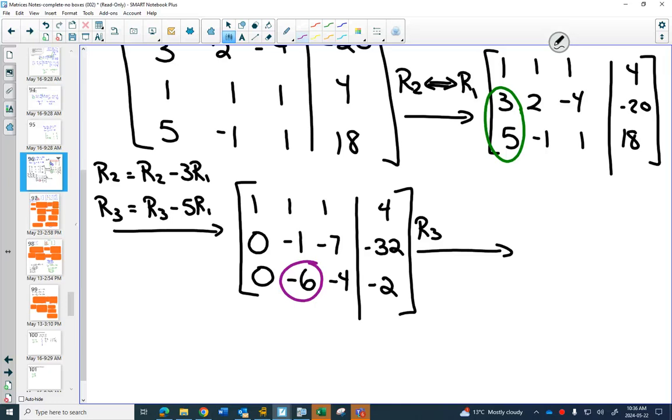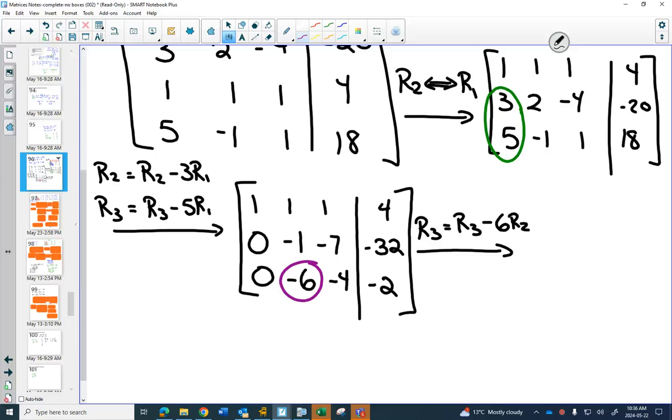Okay? So I want to change row 3. Is there a way that I could take row 3 and use it with row 2 to get that to be a 0? And you see that if you did row 3, which is minus 6 already, and subtract 6 row 2s, because if I multiply row 2 by a negative 6, I'll get positive 6, then I would get 0.